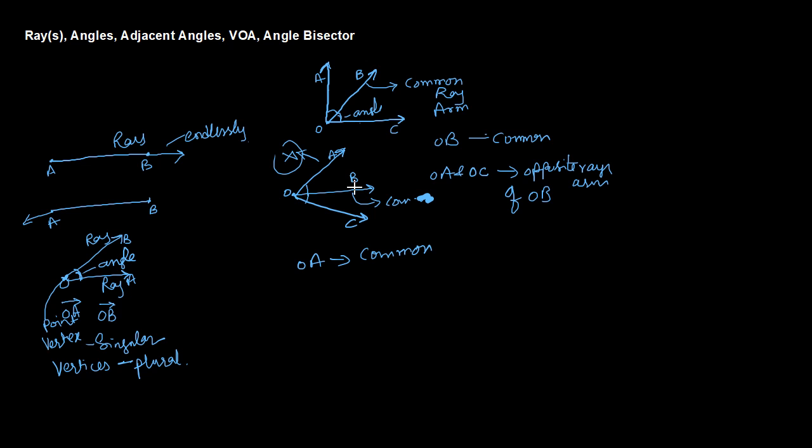The common arm and the other two rays on opposite sides of this common arm, and the angles made by those, this and this, they are called adjacent angles. Adjacent angles.